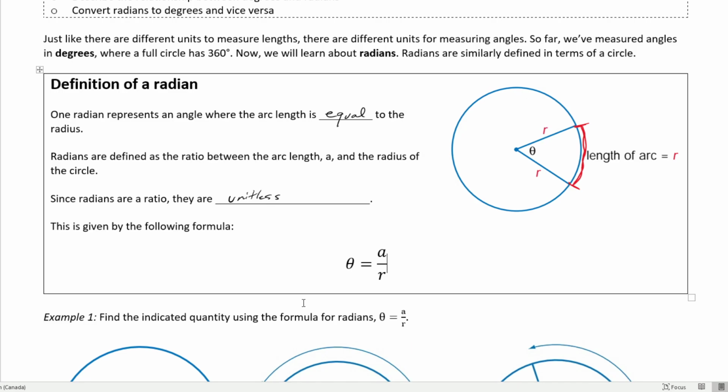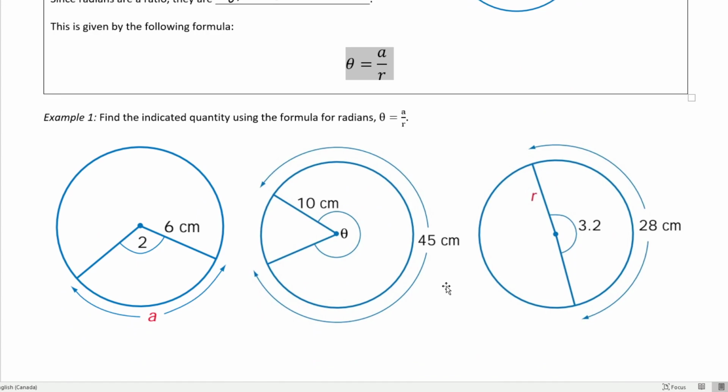This is given by the following formula. So this formula right here is the general formula for the technical definition of radians. Radian is the ratio of arc length over radius. We can use this formula in several examples here to find any one of these variables, whether it's the radian measure, the arc length, or the radius.